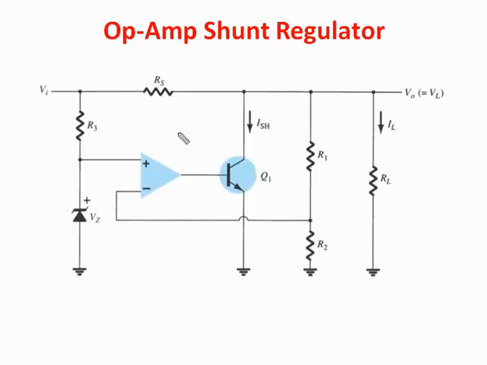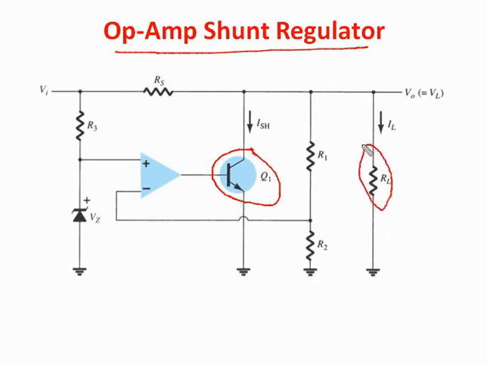The basic circuit diagram of the shunt regulator is the op-amp based shunt regulator. The control element is transistor Q1, which is connected in parallel with the load. So it is known as the shunt regulator. Here RL is the load and IL is the load current, and the output voltage which is given to the load is VO or VL, and the input voltage is VI.